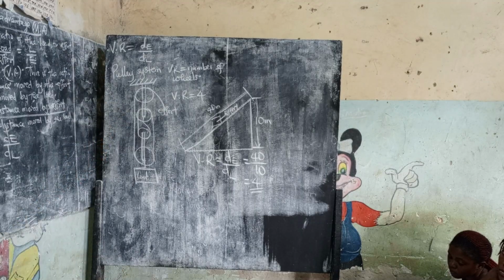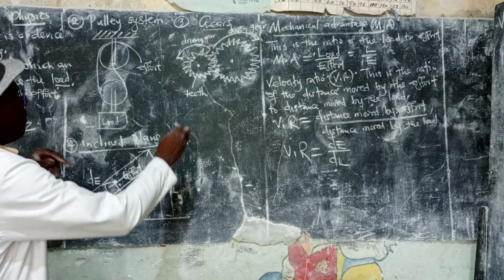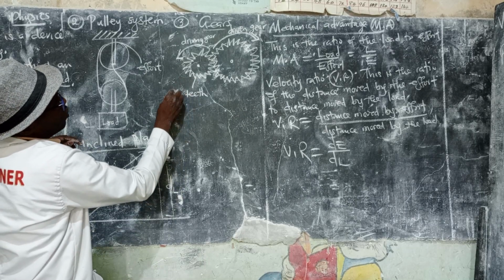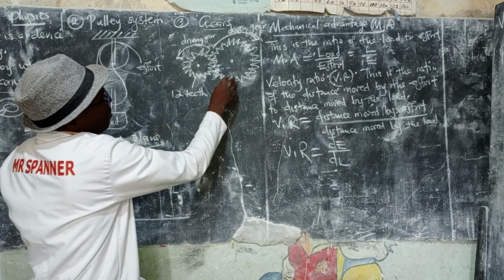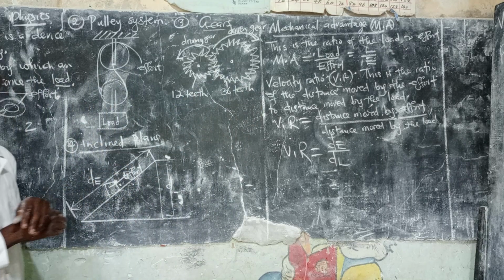I just use the one which is there on the board. For gears, it is equal to the number of teeth. You just count the number of teeth that are there. For example, this one has got 12 teeth, then you have another with 36 teeth. Can you find the velocity ratio?